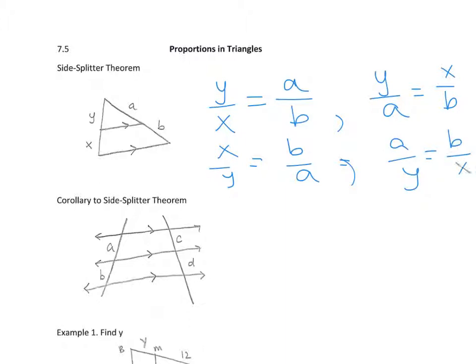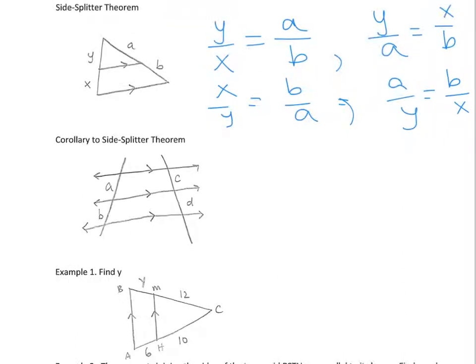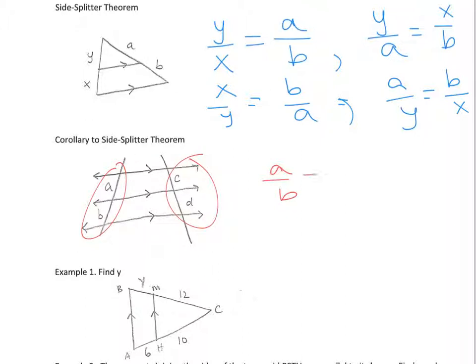b is to x. So whether it's 2 lines or 3 lines, like this one has 3 parallel lines, or 4 lines, or 5 lines, the sides that are resulting are still proportional. So I would still do a is to b as c is to d. And of course you can write a is to c as b is to d, and then flip those two around.